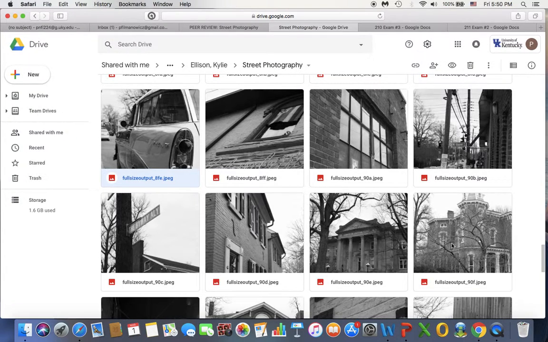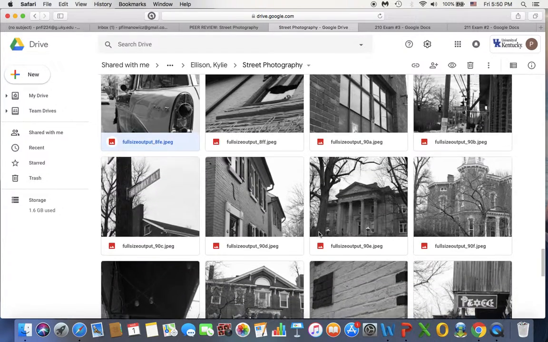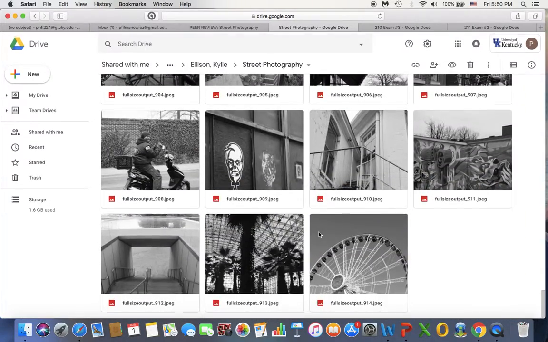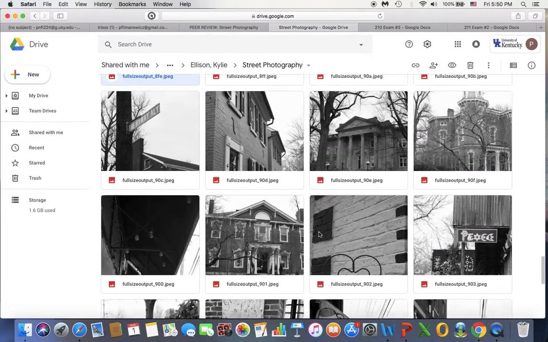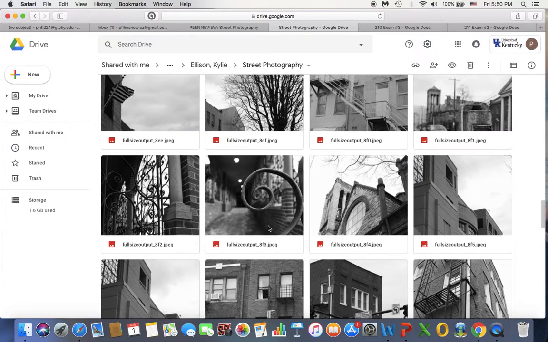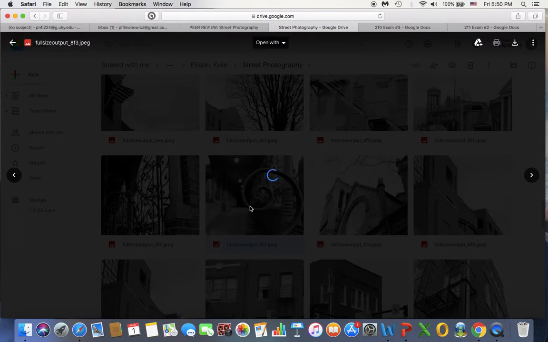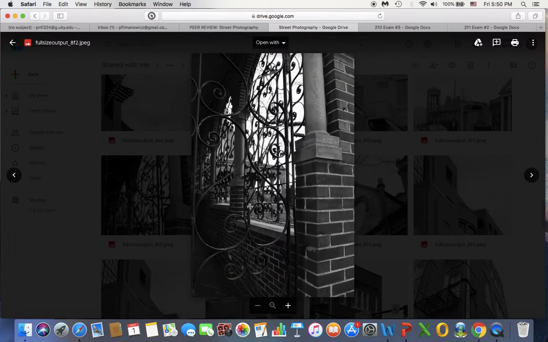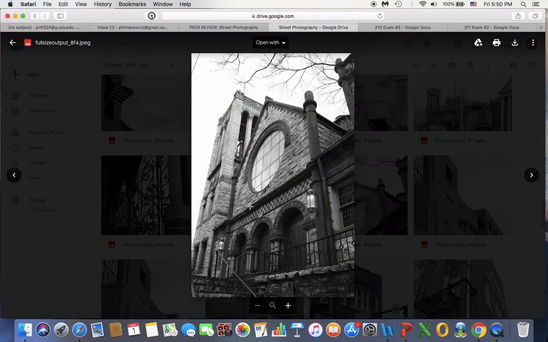And then lastly, there's also display of texture through your images: through the bricks on buildings, the pictures of this car, and the fence pictures as well are showing texture, like this one and this one as well, and then the bricks on these buildings.